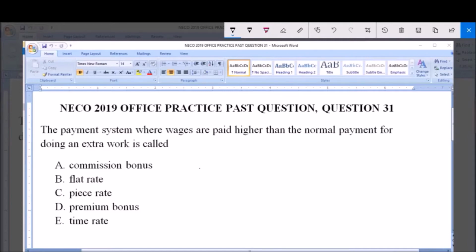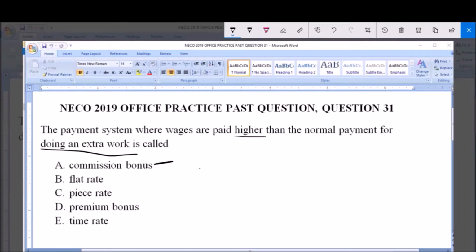Now, there are different forms by which wages are paid. And the question says the payment system where wages are paid higher than the normal payments for doing extra work is called dash. Then for us to pick the option, let's analyze each of these options to know the correct answer. Now option A says commission bonus. Now commission bonus is simply based on the total number of sales made within a given period of time.